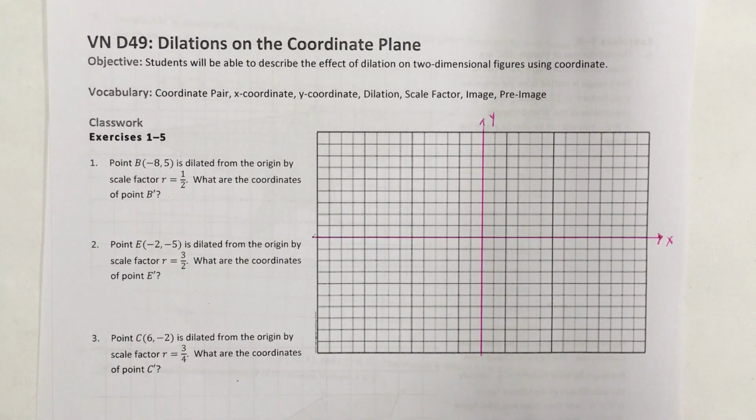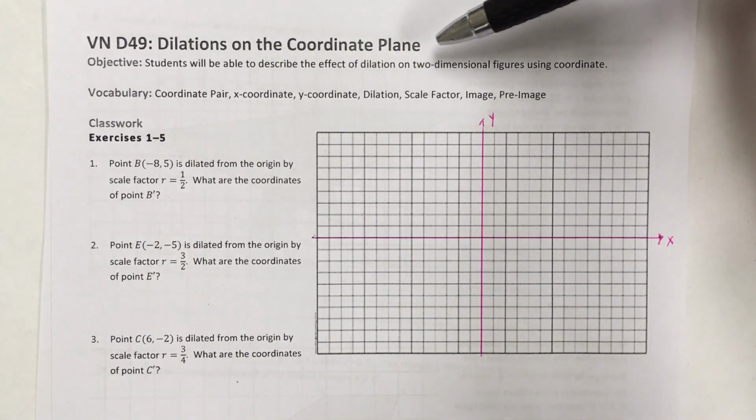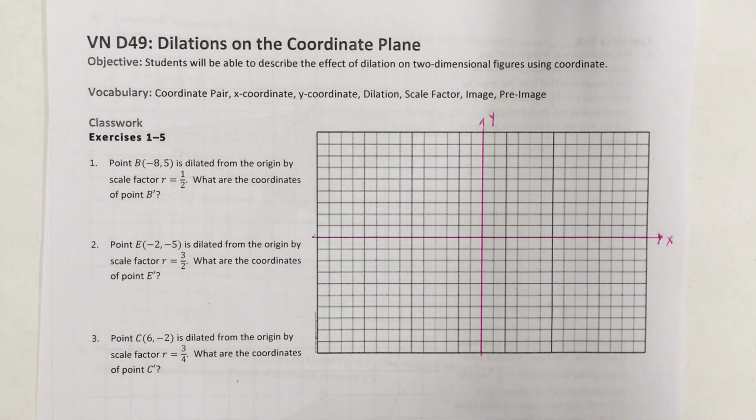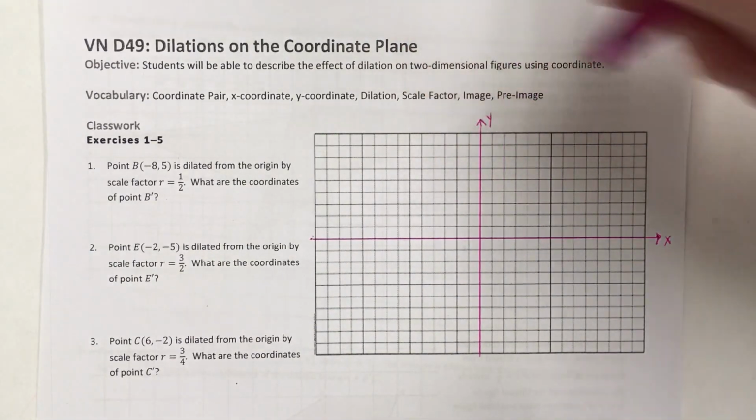Hello. Today we're going to start looking at dilations on the coordinate plane. So the objective is students will be able to describe the effect of dilation on two-dimensional figures using coordinates. Some of the vocabulary that you'll have to deal with today is coordinate pair, x-coordinate, y-coordinate, dilation, scale factor, image, and pre-image. And so we're going to start to merge the concept of dilation on top of some of the results and kind of come up with some more generalized rules about dilation when it comes to a coordinate plane.